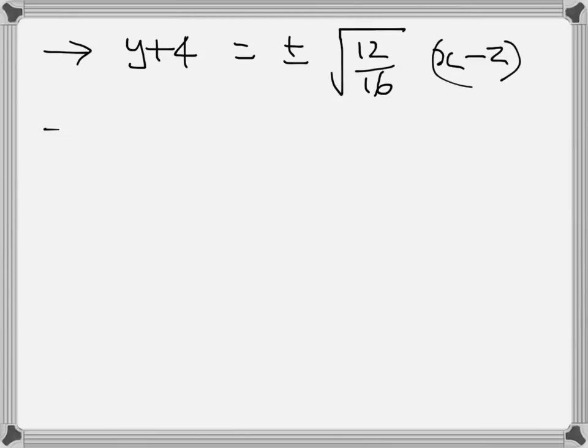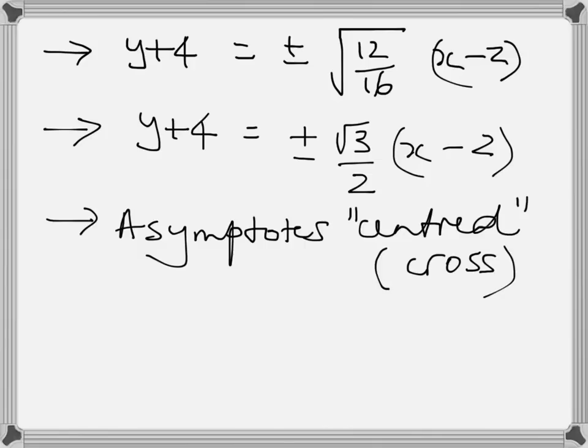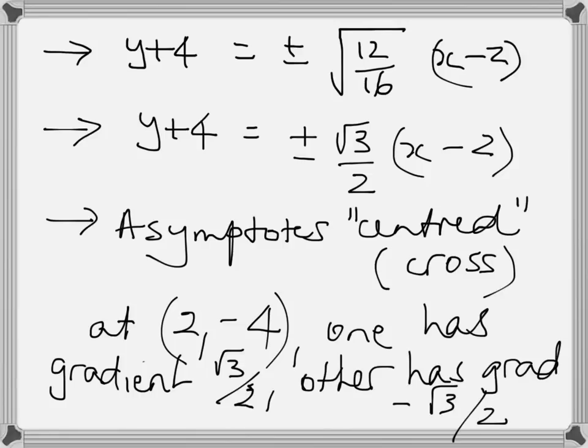Just restating that. Now let's proceed. That's what we've got. Now, they're your asymptotes. One's got a gradient of root 3 over 2, one's got a gradient of negative root 3 over 2, and they are centred at the point (2, negative 4), where they cross. One's got a gradient of root 3 on 2, and the other one's got a gradient of minus root 3 on 2.